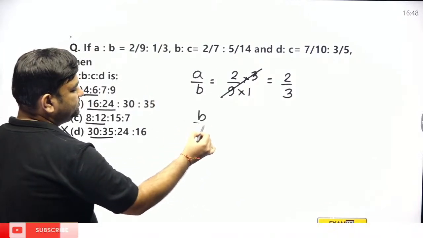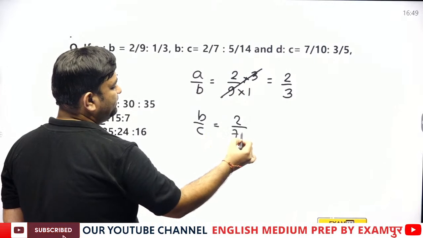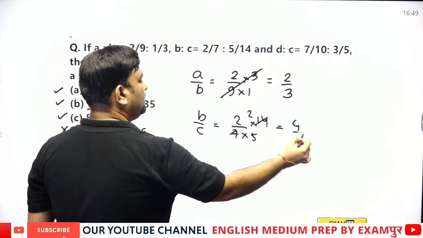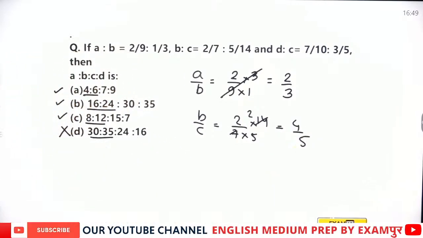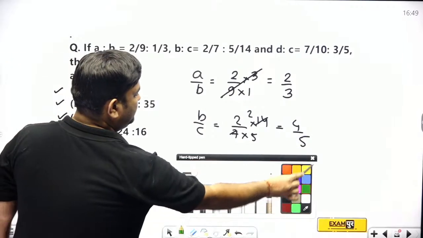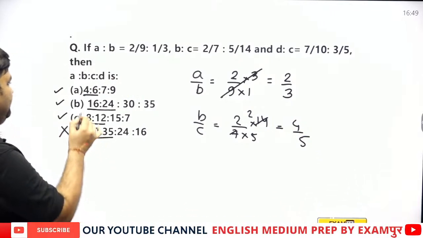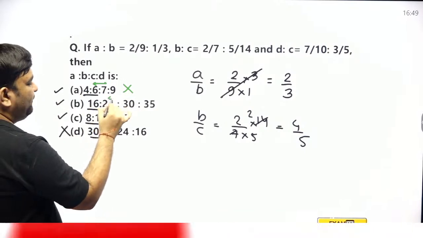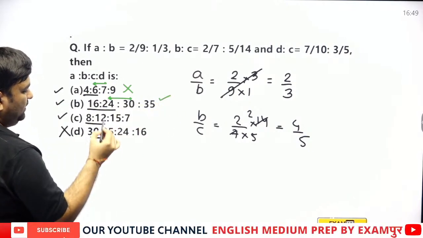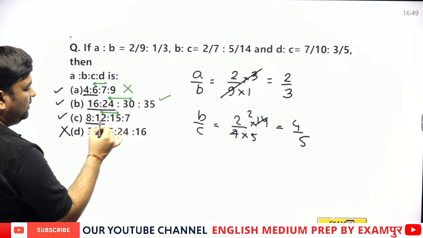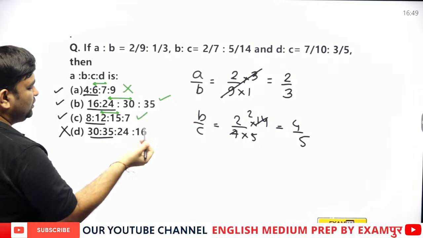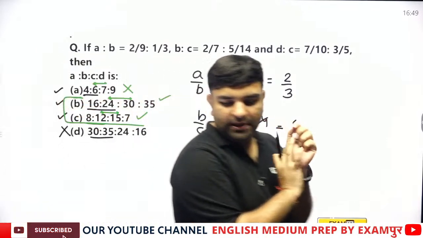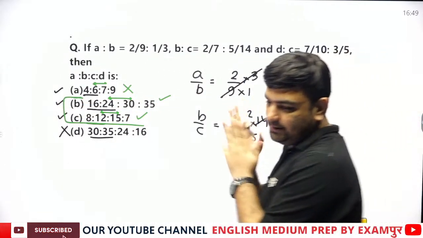What is B ratio C? 2/7, 5/14, 4/5. In the next second, we will check where B by C is 4/5. Is it 4/5 here? Gone. Is it 4/5 here? Yeah. Is it 4/5 here? Yeah. This was already gone. So there is a 50% probability of doing it correctly in the next second.